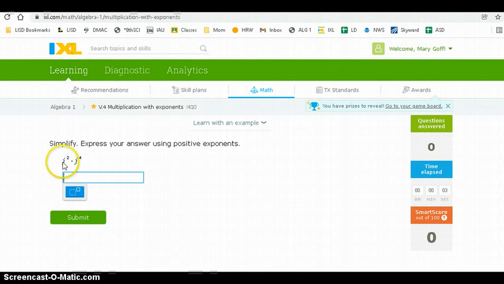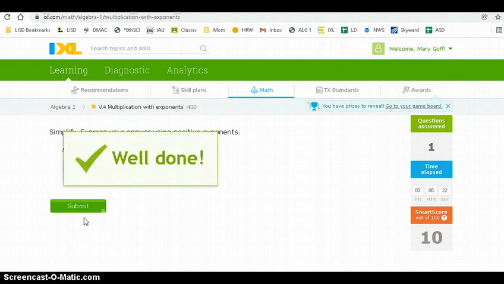Okay. J squared times j to the 4th. Well, this is j times j, and this is j times j times j times j. But if you're multiplying all of that together, that's just j to the 6th. So j to the 6th power. Submit.